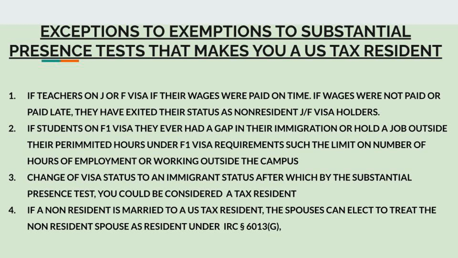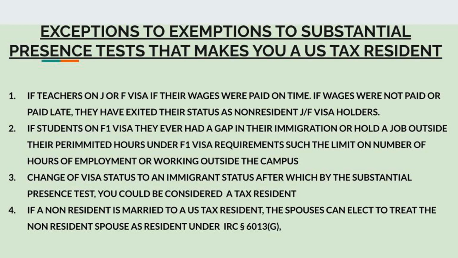Now, this is the part that, speaking of that phrase, complying with the visa, things will also take a turn and potentially will make you an exception to the exemption of the substantial presence test that we just went over. So let's say you're a teacher on a J or F visa and your wages were not paid to you, or they were not paid on time. This is a scenario that will exit you from the non-resident status that you were granted.